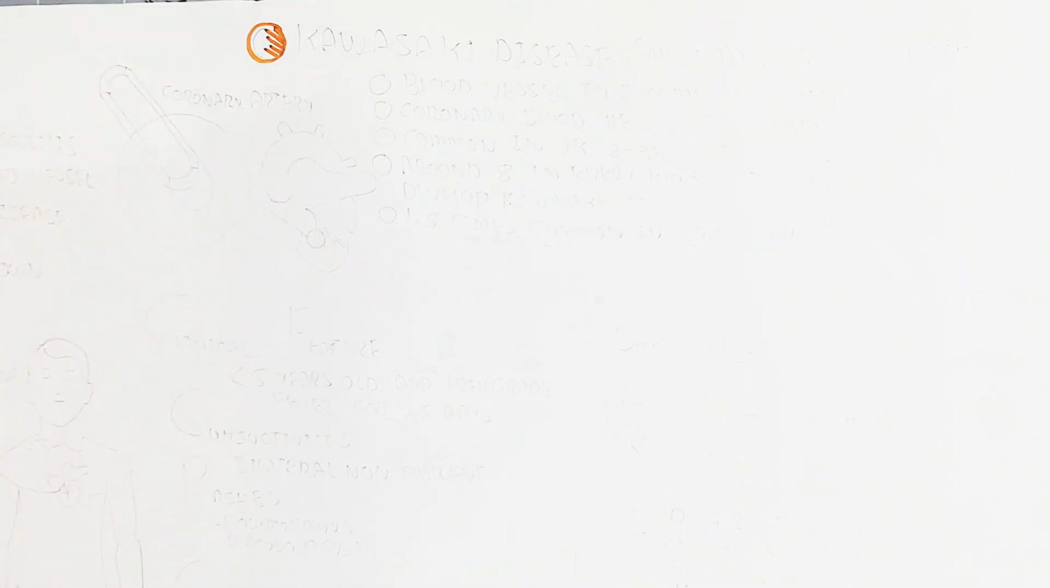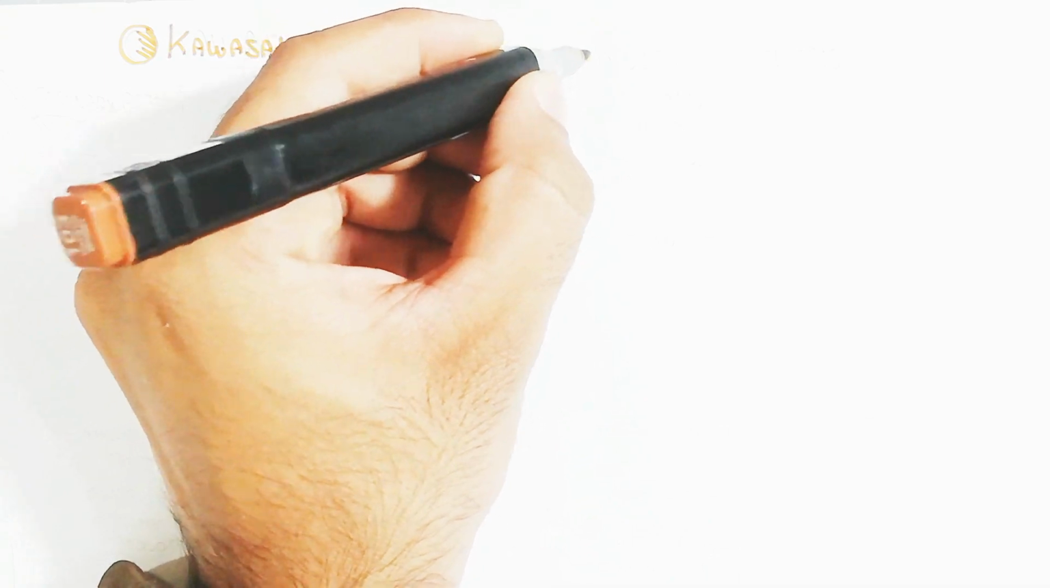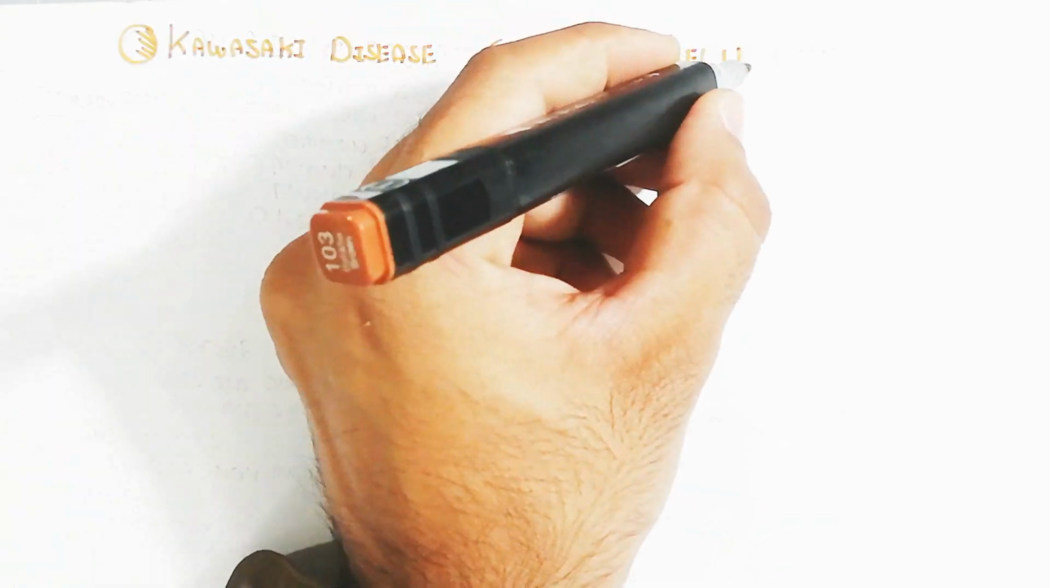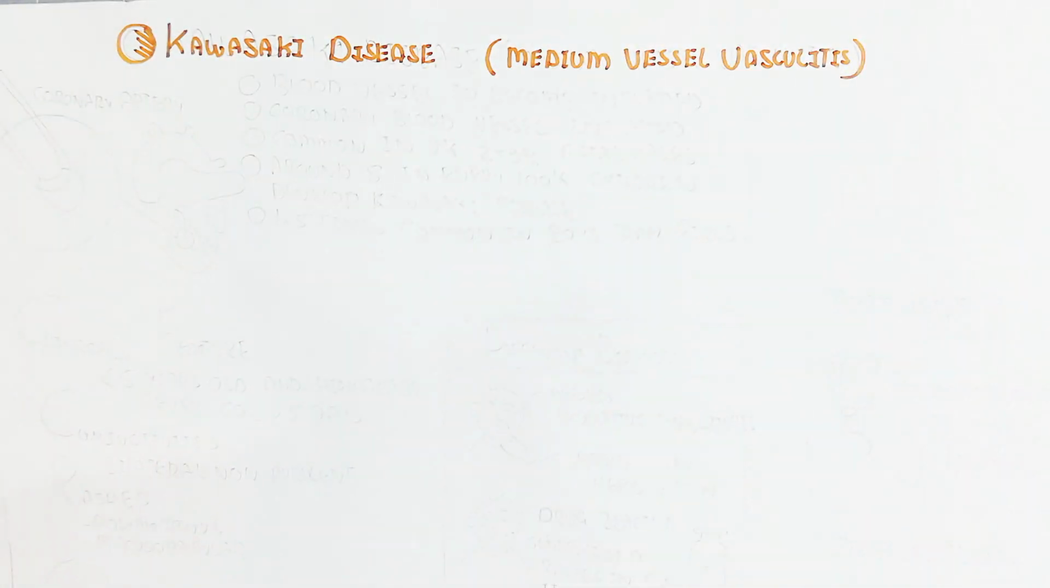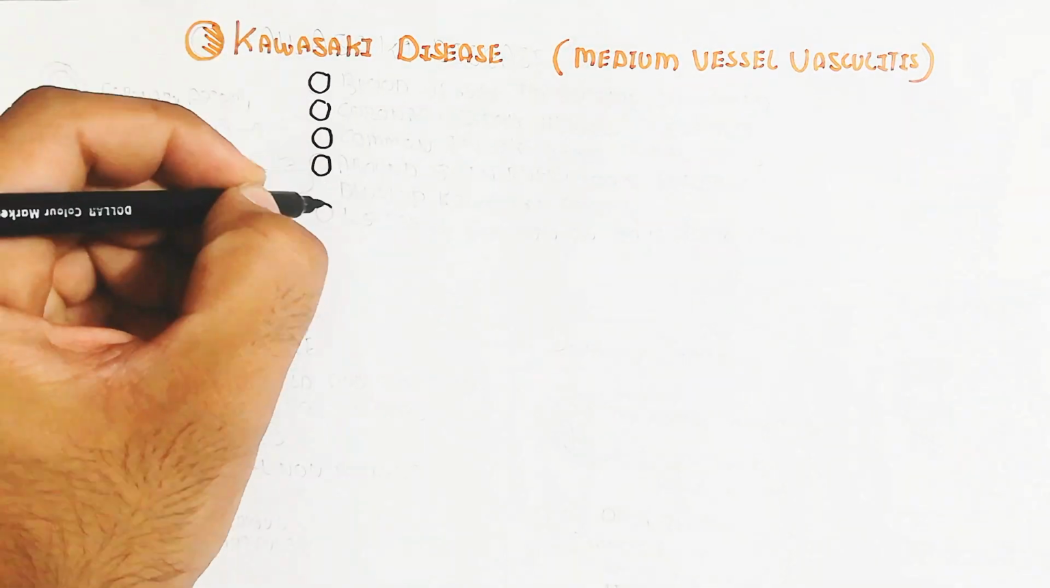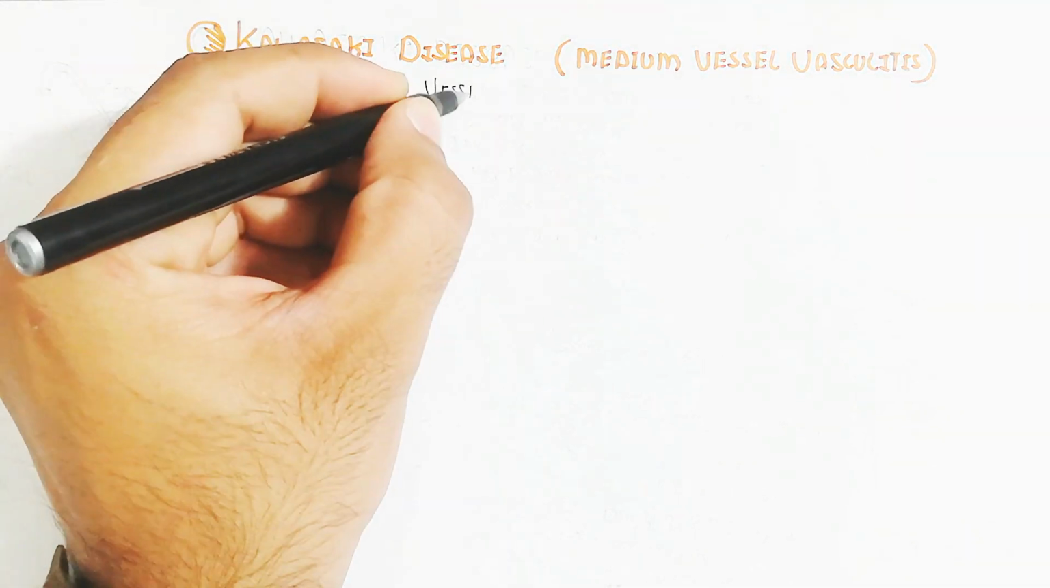Hello, Assalamu alaikum. In this video, we will learn about Kawasaki disease. It is a medium vessel vasculitis. Remember, Kawasaki disease occurs in children. So, what is Kawasaki disease?